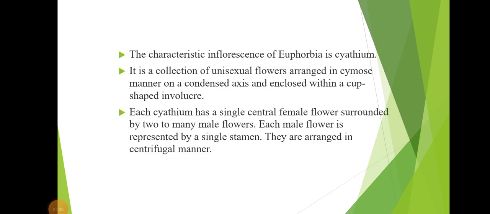So Euphorbia cyathium. The characteristic inflorescence of Euphorbia is cyathium. This is actually the main important point. Three different types of inflorescence are there, and cyathium is one of them. Then next, it is a collection of unisexual flowers arranged in cymose manner on a condensed axis and enclosed within a cup-shaped involucre.